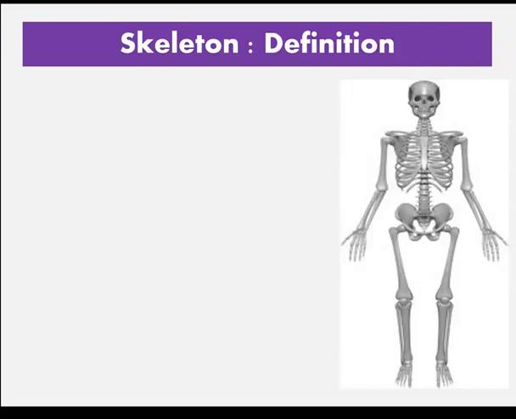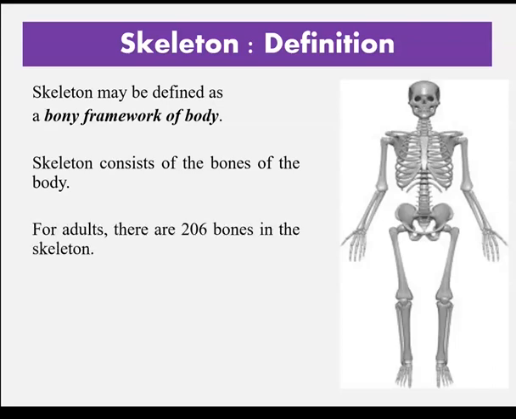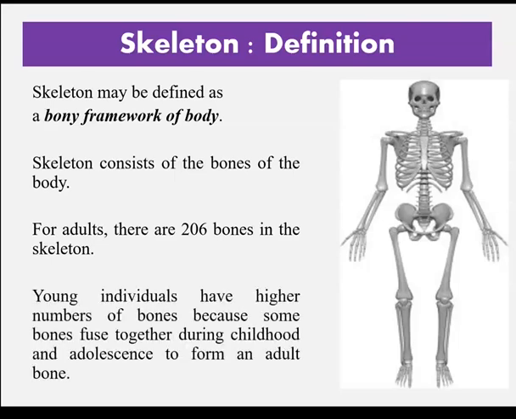So let's see. First of all, what is skeleton? Skeleton may be defined as a bony framework of the body. Skeleton consists of the bones of the body. For adults, there are 206 bones in the skeleton. Young individuals have a higher number of bones because some bones fuse together during childhood and adolescence to form an adult bone.